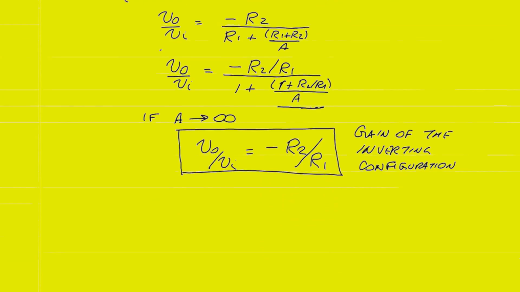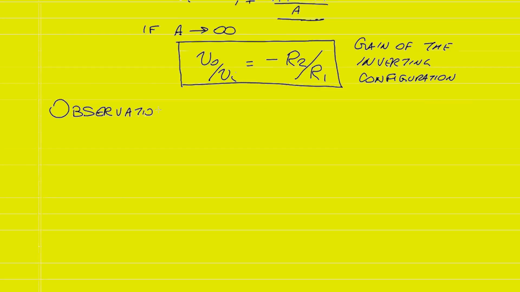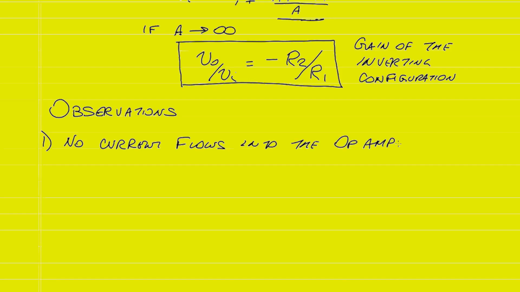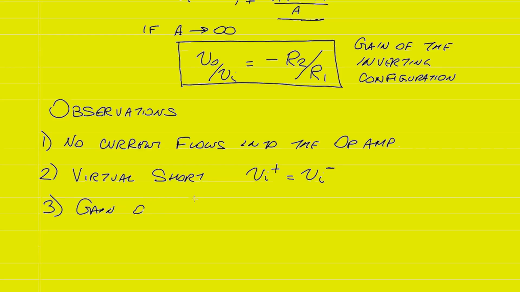From this analysis we can observe 3 things. The first one we note is, remember, no current flows into the op-amp, and this was useful for us. The second thing we noted was the existence of the virtual short between V plus and V minus, or V plus will be equal to V minus, but no current flows between these two. The last one, the third item, which is perhaps the most curious, is that the gain only depends on the resistor ratios.